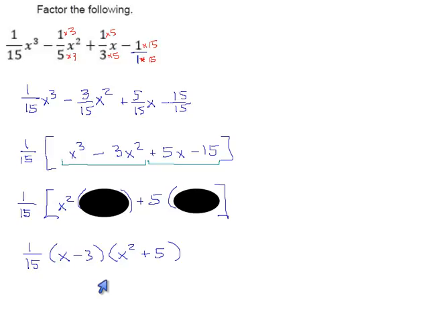Okay, can we go any further with that? 1/15 is just a coefficient, that's fine. This is linear. A sum of squares is not factorable, so that should be the end of the line. That's the best we can do with it. So common denominator, pull the denominator out, and that almost always helps you when you've got an expression with a lot of fractions in the coefficients.